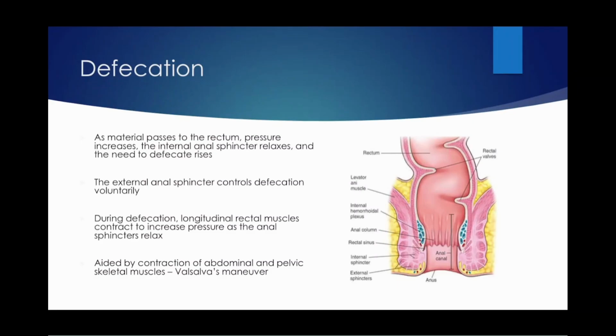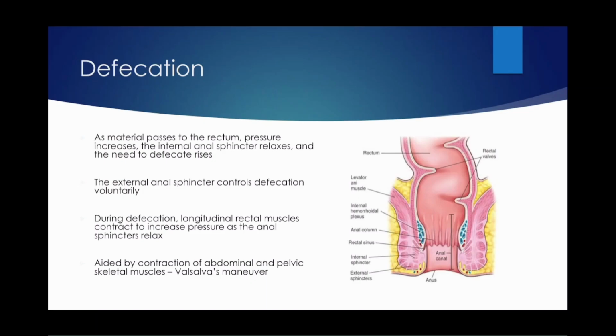Defecation, as material passes to the rectum, the pressure in the rectum increases. The internal anal sphincter here, same as the urethral sphincter, under the same principles. Parasympathetic is going to cause constriction of it. Sympathetic is going to cause relaxation of it. They're here as well when the need to defecate arises.